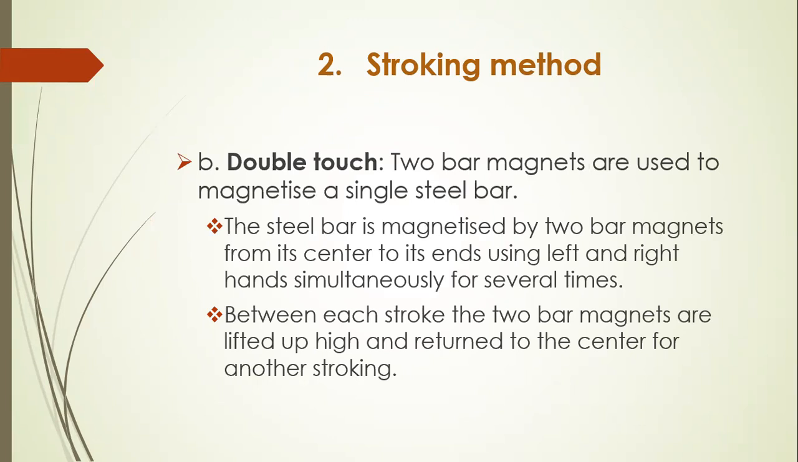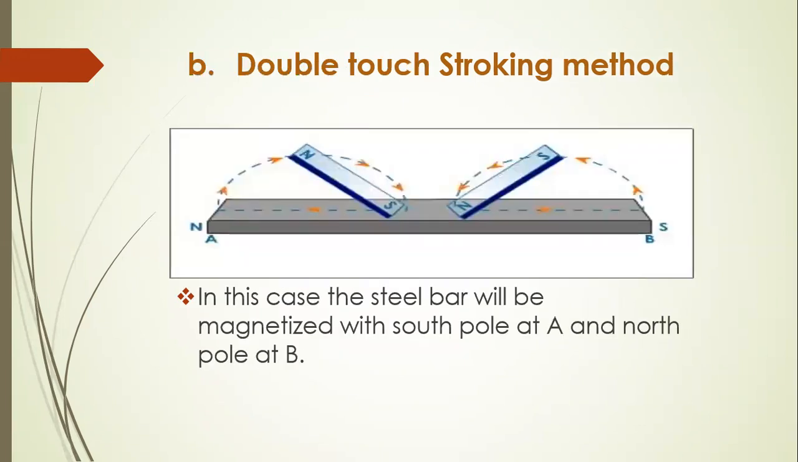The second method of stroking is the double touch, whereby two bar magnets are used to magnetize a single steel bar. The steel bar is magnetized by two bar magnets from its center to its ends, using the left and right ends simultaneously for several times. Between each stroke, the two bar magnets are lifted up high and returned to the center for another stroke. As you can see, there are two pieces of magnets, so they are the ones that I used for magnetizing this steel bar.